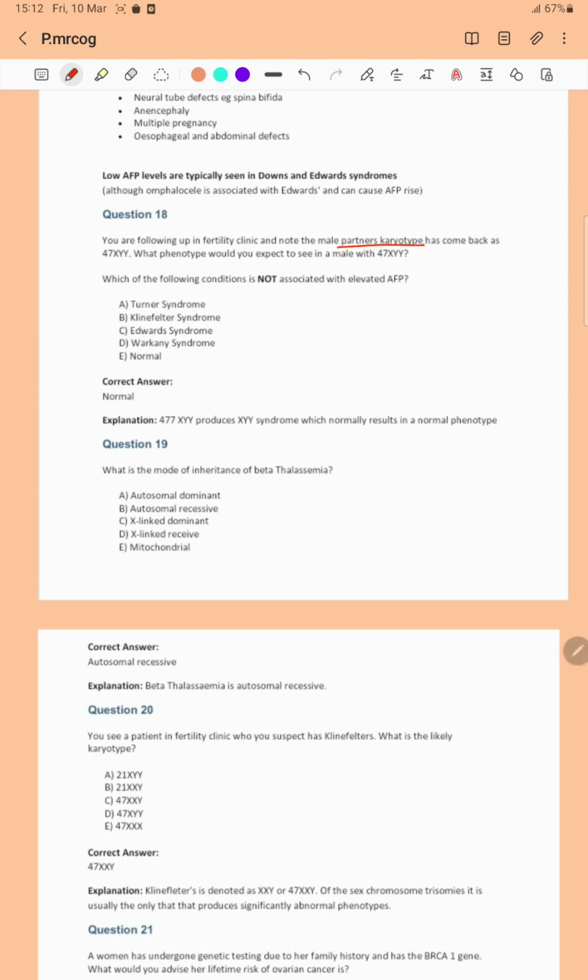Okay. Now, next question: you are following up in an infertility clinic and note the male partner's karyotype has come back as 47XYY. What phenotype would you expect to see with 47XYY? Which of the following conditions is not expected?